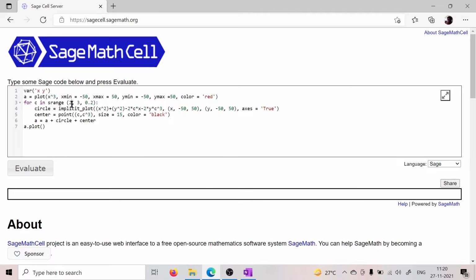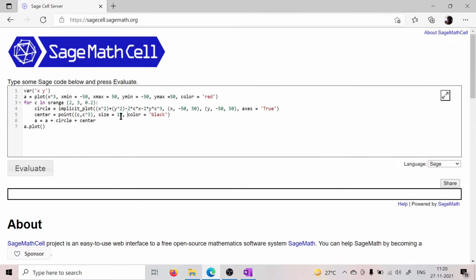That means first it will take 2, then it will take 2.2 as c, then it will take 2.4 as c, then it will take 2.6 as c, then it will take 2.8 as c. It will not include 3. It will start from 2 and go up to 3 with an increment of 0.2. We use the values of c to plot various circles with the corresponding values of c. In each iteration, the value of c will be inserted in this equation and that corresponding circle will be plotted.